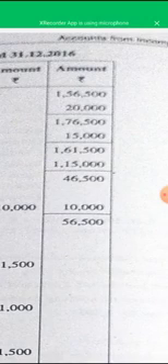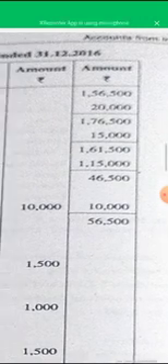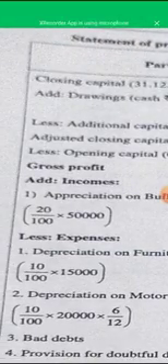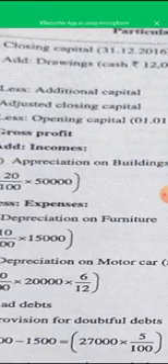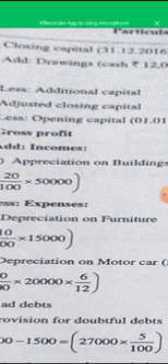Less opening capital as on 1/1/2016. That is 1,15,000. You get is 46,500. We call it as the gross profit or the profits before adjustment. Next, add income. That is appreciation on building. That is a single income. Building is 50,000 into 20% you get is 10,000. Write directly in the outer column. Add it, you get is 56,500.